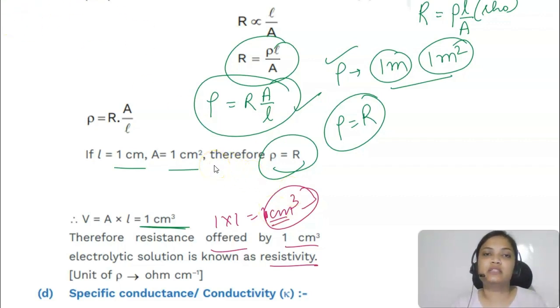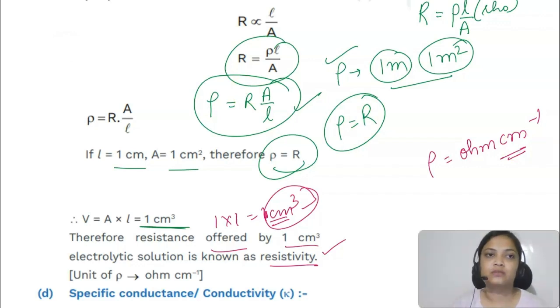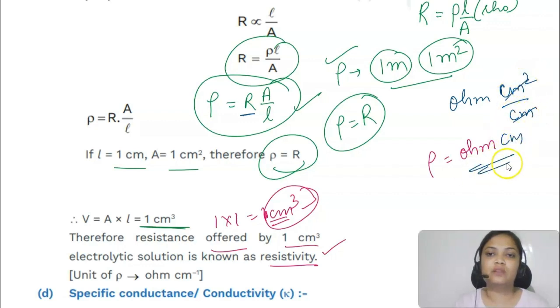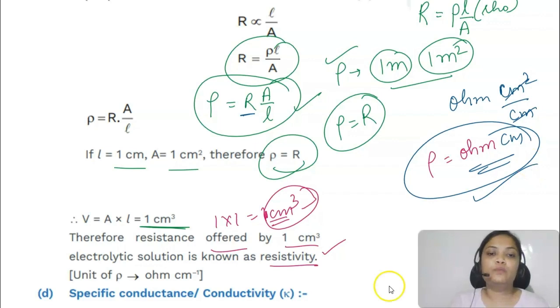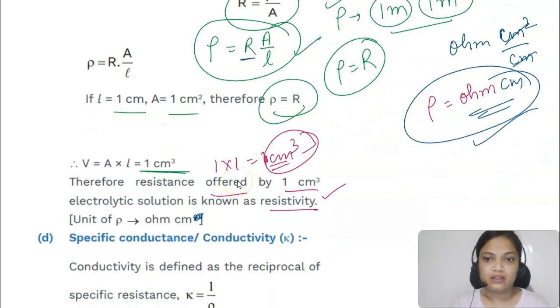Right, so what is the resistance offered by 1 centimeter cube of the solution? That will be the resistivity, and the unit will be ohm centimeter, ohm per centimeter, sorry. Actually, students, it will not be ohm per centimeter. If I calculate the unit, for rho, the unit of resistance is ohm, area square is centimeter square and length is centimeter. So we cancel, and it will be ohm centimeter. So rho will be ohm centimeter in this case. That will be the unit. So we will be talking about the resistivity in this case.